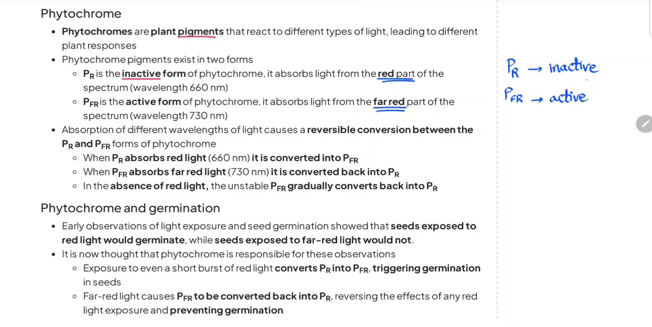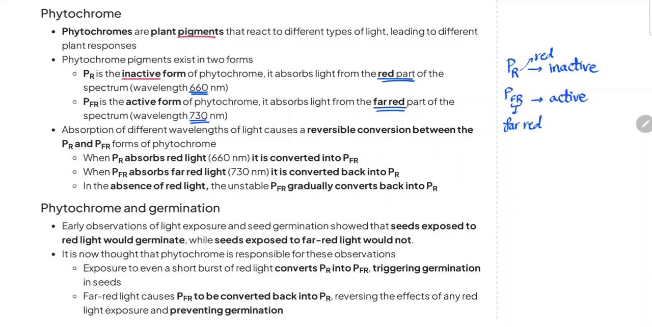We've said that the inactive form absorbs light from the red part. You can say that it absorbs it from the red part because, as you can see, it's phytochrome R, which is red, and here it's phytochrome far red. Okay, and here it's R, it's red only, it's inactive. It's FR, it's active. Alright? And the inactive form's wavelength is a smaller number than the 730 nanometers, which means it's a shorter name, only one letter, R, which means it's inactive, okay?